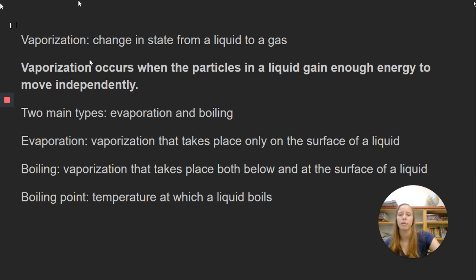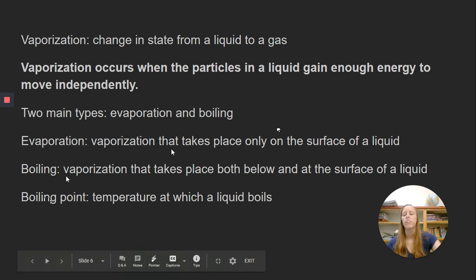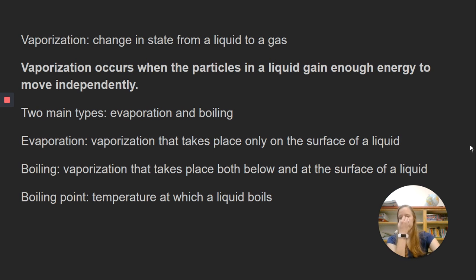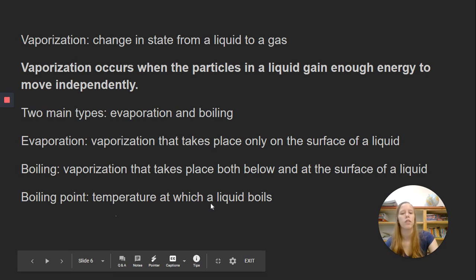So there's 2 main types of vaporization, evaporation and boiling. So evaporation is vaporization that takes place only on the surface of a liquid. So that's going to be only off the top, it's going to start evaporating. Boiling, vaporization that takes place both below and at the surface of a liquid. So again, if you're boiling water, all of the water is boiling, not just the surface of it. And then the boiling point is the temperature at which a liquid boils. Okay?